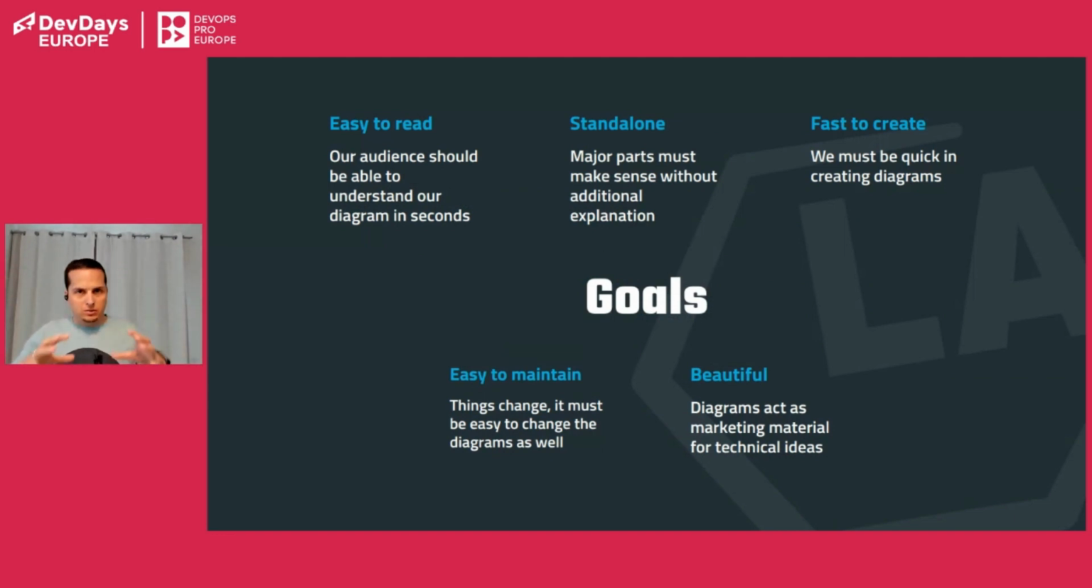So keeping all of that in mind, these are basically the 5 goals that I have when I draw software architecture diagrams. First of all, I want them to be easy to read, so our audience should be able to understand the diagram within seconds. They should be standalone, and major parts should make sense without additional explanation. They need to be fast to create, so it shouldn't take us too much time. They need to be easy to maintain. Things change all the time, that's for sure, but we should be able to adapt our diagrams really quickly. And one of the most important things, the last goal, is that we should make the effort to make them beautiful. I will show you today how to do that quickly. Because I think diagrams act as marketing material for technical ideas, and for that reason, I think they should look decent.